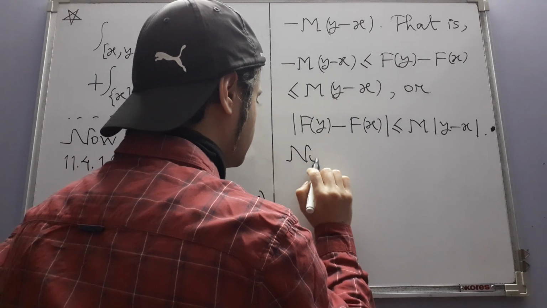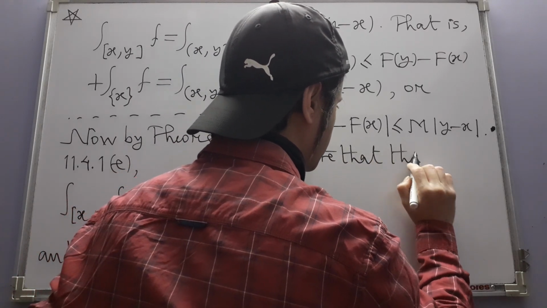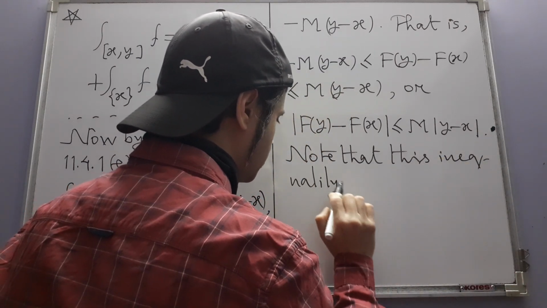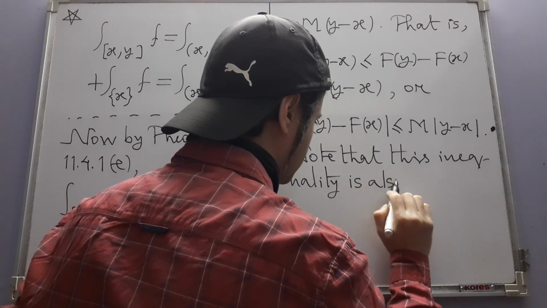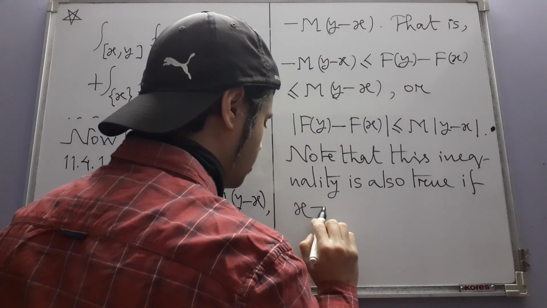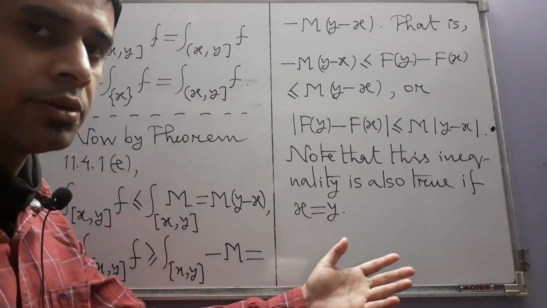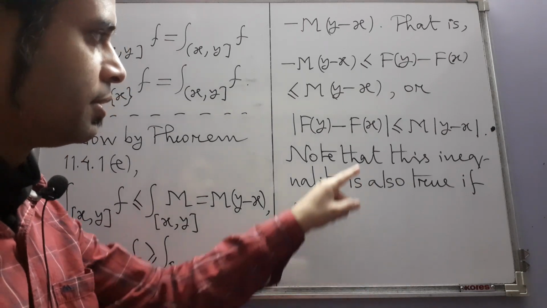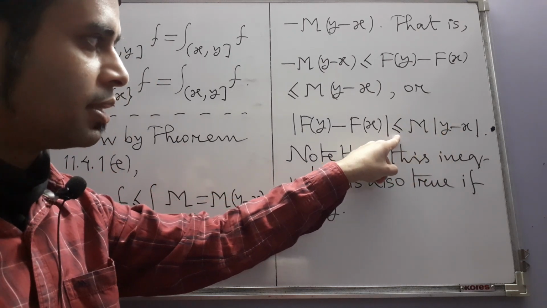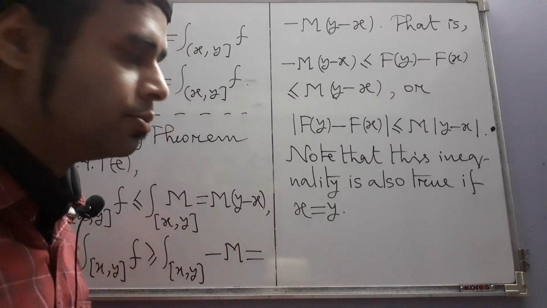Note that this inequality is also true if x is equal to y. x is actually not equal to y because we chose x to be less than y, but if they were equal, then this side would be 0 and this side would also be 0. After all, there is a possibility for equality, so this general inequality in that case is also true.